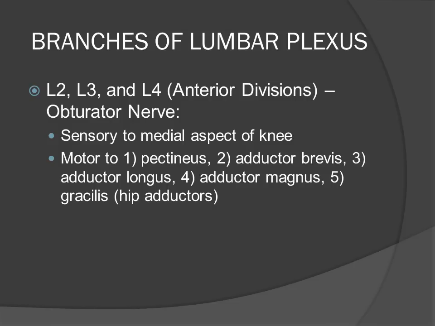Recall that there are 5 groin muscles that contribute to hip adduction. And those 5 groin adductor muscles are remembered by the mnemonic small, medium, large, extra large, and jumbo, and that is the pectineus, adductor brevis, adductor longus, adductor magnus, and then finally the gracilis.